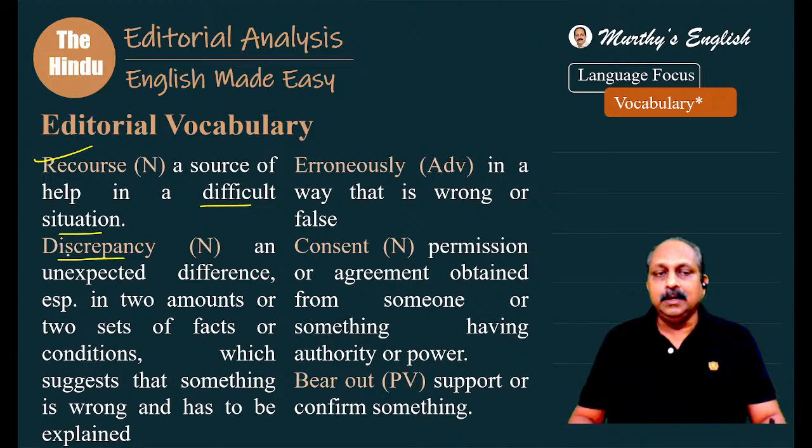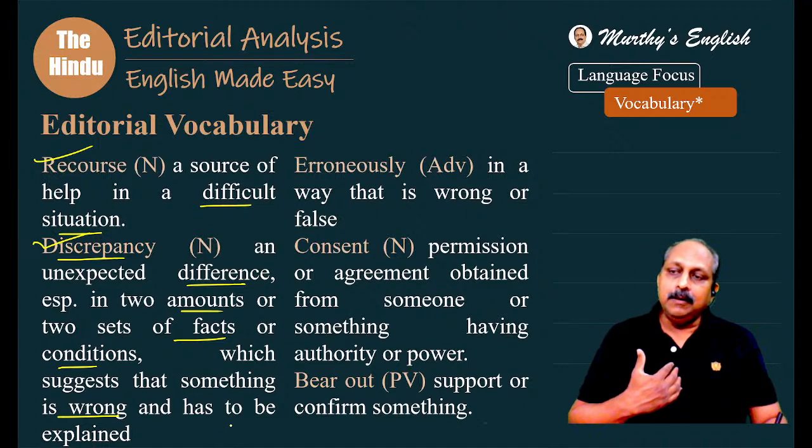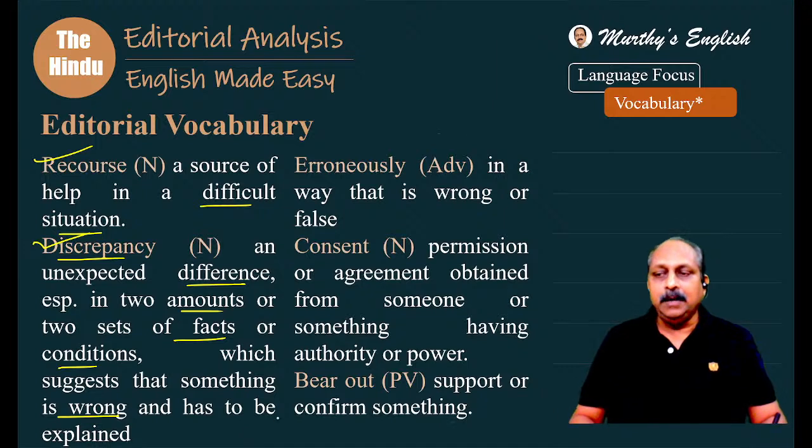Discrepancy, an important word. We have got a few times. Part of speech noun, an unexpected difference, especially in two amounts or two sets of facts or conditions, which suggests that something is wrong and has to be explained or corrected. I think of myself, I have a particular image, but what others think may be different. Then we say there's a discrepancy in what he thinks and what others think of him. Have you got the meaning of that? Usually it goes with facts and figures. There's a discrepancy in the report, or there are many discrepancies in the report, means something that is not acceptable.